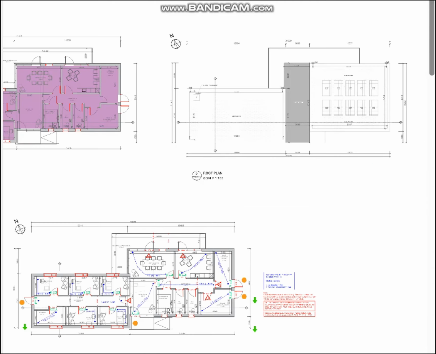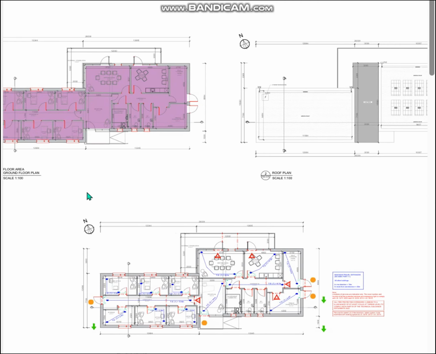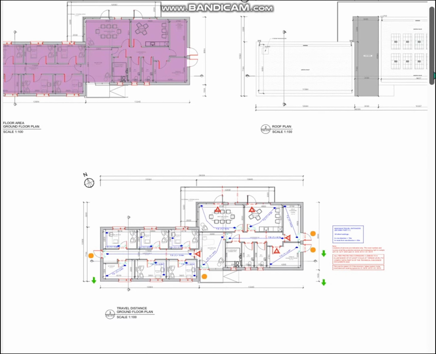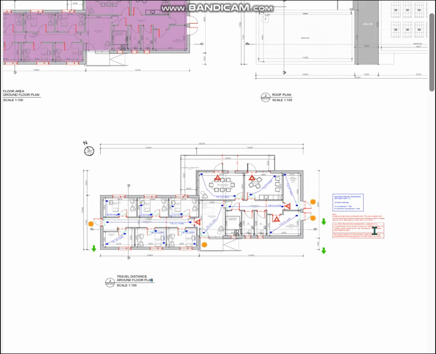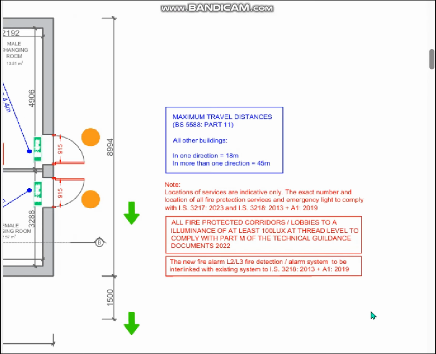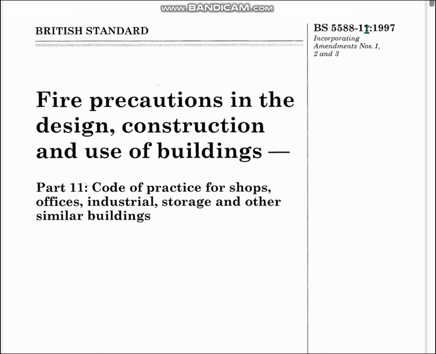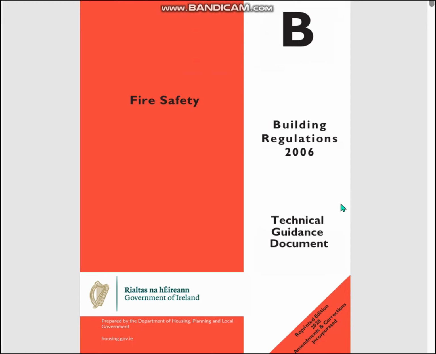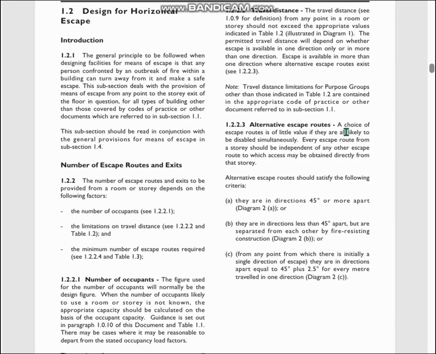The left hand side of the drawing indicated is the ground floor plan. On the right hand side of the drawing is the roof plan, and on the lower section is the travel distance ground floor plan. As indicated, all travel distances are in accordance with BS 5588 Part 11, which is the section that this building is evaluated under, and also in accordance with Section 1 of TGD B Fire Regulations, means of escape, distance for horizontal escape.